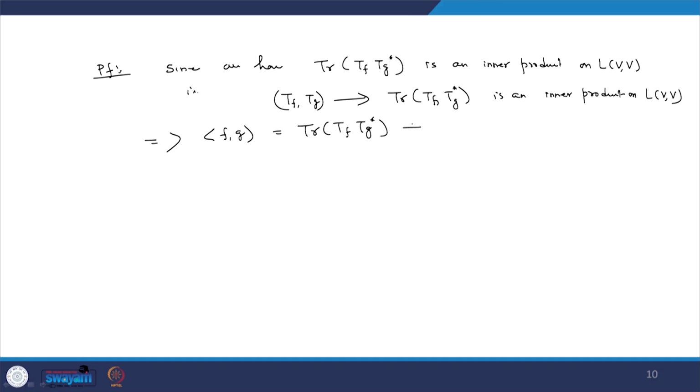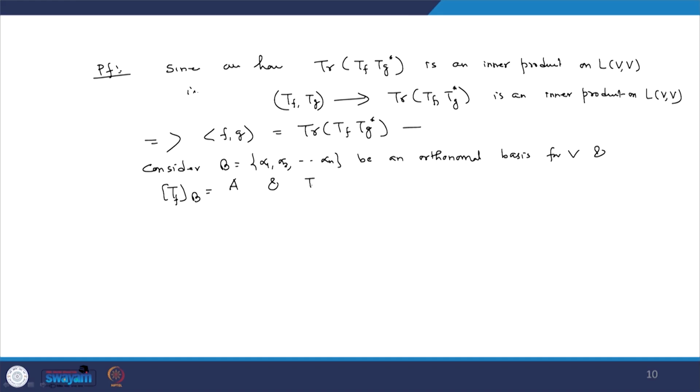In particular, let B equal to alpha 1, alpha 2, ..., alpha n be an orthonormal basis for V, and the matrix representation of T_f with respect to B equal to, say, capital A, and the matrix representation of the operator T_g with respect to the ordered basis B equal to, say, capital B. Then we have the inner product of T_f of alpha k and alpha j.